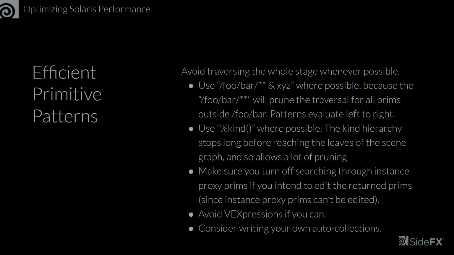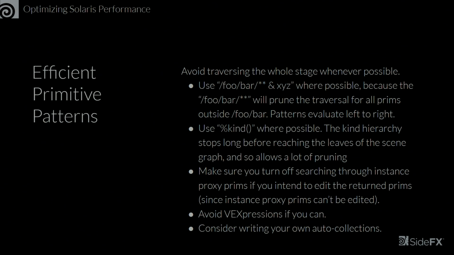Primitive patterns, they can be slow. So how do you make them faster? Again, the fastest primitive pattern evaluation is one that doesn't happen. So take advantage of pruning whenever you can. Primitive patterns evaluate left to right. And so if you put as your first thing /foo/bar/***, then anything that's not under foo bar is immediately pruned. You never even have to look at it. The stuff to the right never has to know about it. So that's going to save you time.